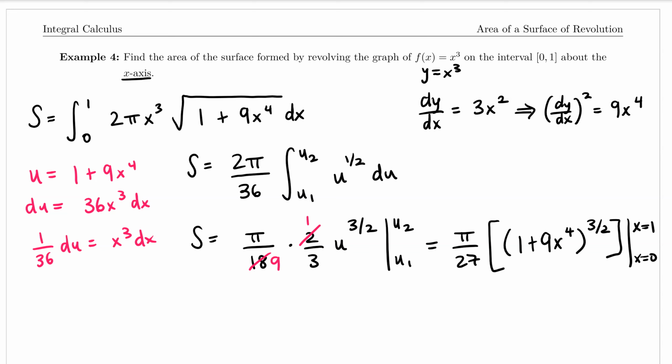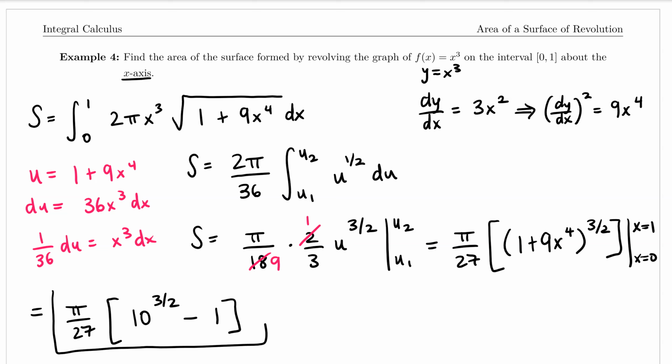So now we're going to actually plug in our limit of integration. We have pi over 27 times 1 to the 4th power is 1, times 9 is 9, plus 1 is 10. So I'll have 10 to the 3/2 power minus, and if I plug in 0 for x now, that's just going to simplify to 1 to the 3/2 power, which is just 1. So here is our final answer. That number there represents the surface area of the surface that's formed by revolving the graph of f of x equals x cubed about the x-axis.